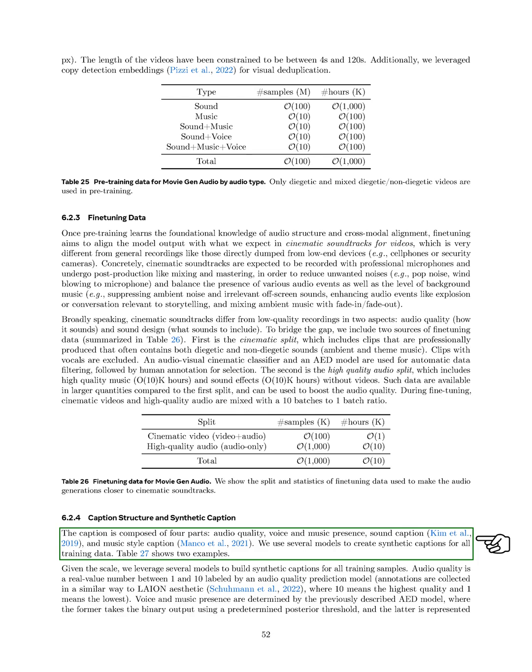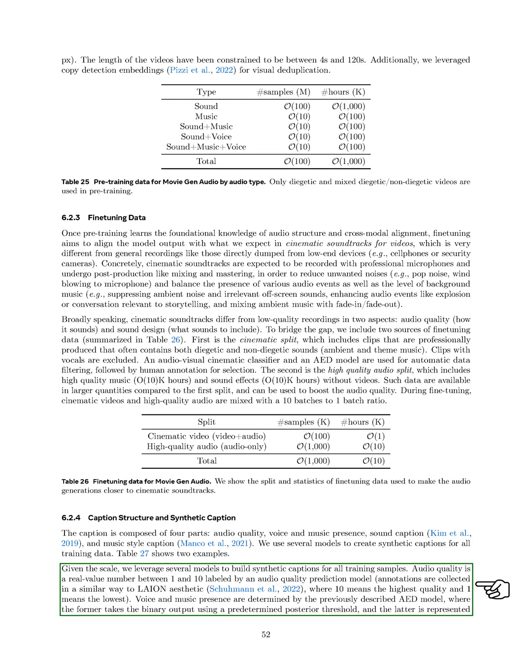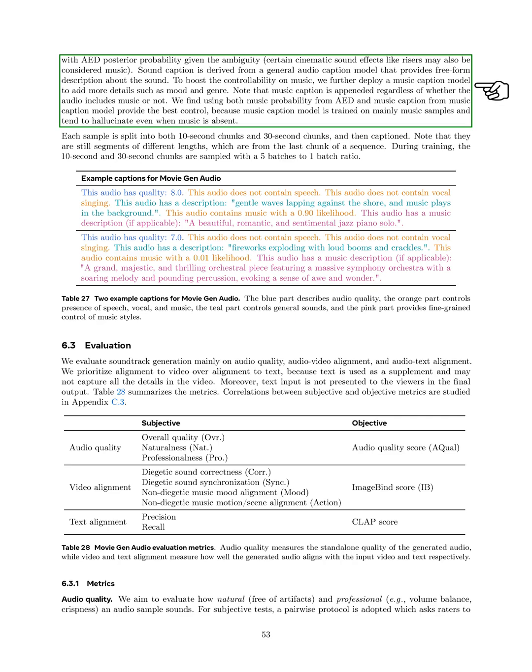We utilize several models to generate synthetic captions for all training data. Audio quality is rated on a scale from 1 to 10, with 10 being the highest quality, based on predictions from an audio quality model. Voice and music presence are determined by the AED model, with voice being a binary output and music represented by a probability score. Sound descriptions come from a general audio caption model, while a music caption model adds details about mood and genre, regardless of whether music is present.